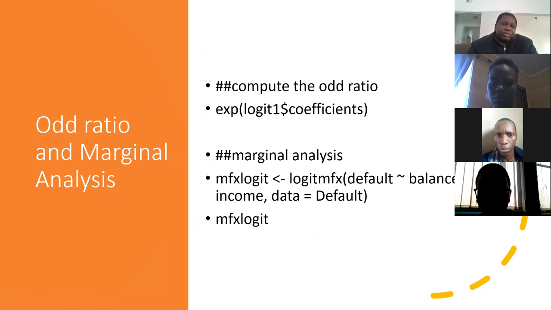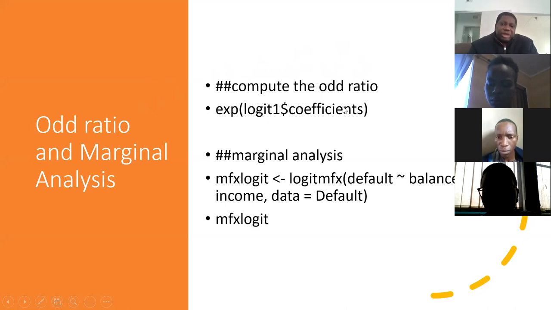Yeah. After estimating the logit model, you have to compute the odds ratio. Because the logit actually is in log form, and we don't think of log odds. That is not the way we think. Either we think in terms of odds ratio or we think of probability.